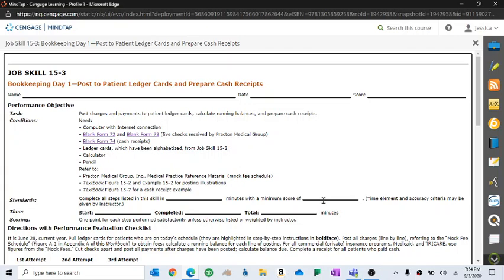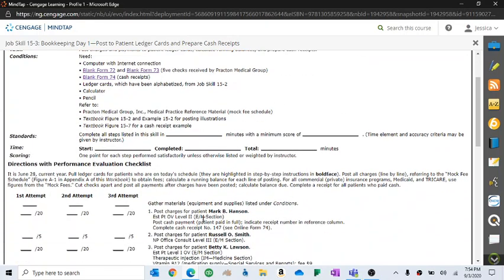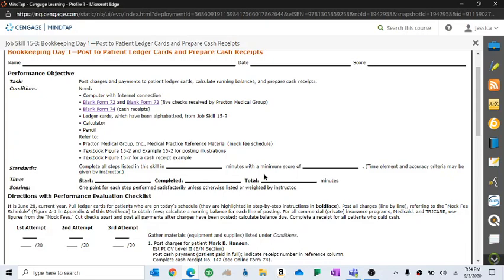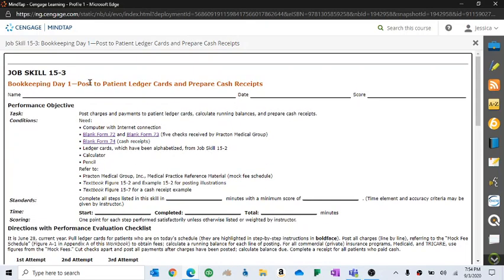Hey class, we're going to go over job skill 15-3. This is bookkeeping day 1. We are going to have a lot of windows open, so bear with me as we go through this. I'm going to do the first one with you, but all of them are kind of the same concept, and then you're going to understand why I said we needed to keep our ledgers from job skill 15-2.